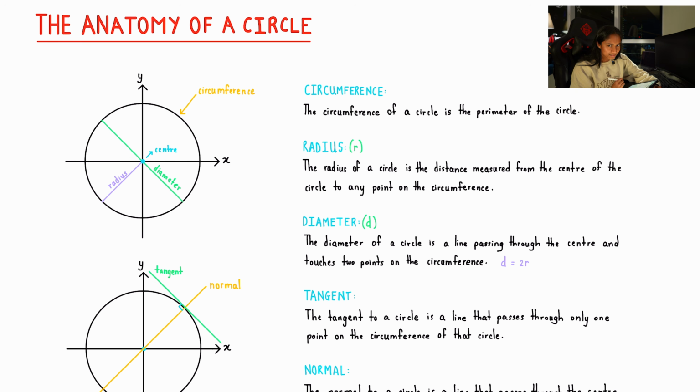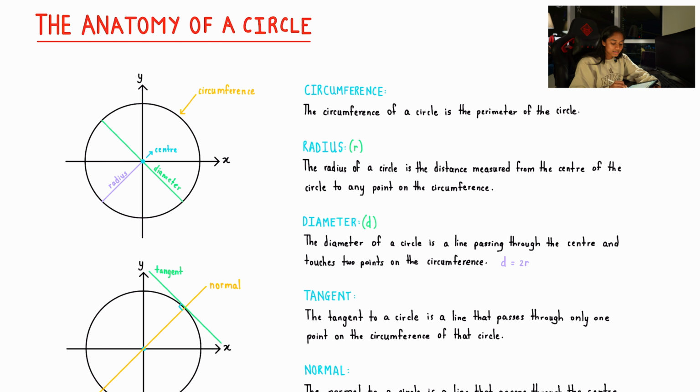Now what if we double that radius? We will find the diameter. So the diameter of a circle is a line passing through the center and it touches 2 points on the circumference. So just a straight line passing through the entire circle, but it passes through the center. So this is not the diameter. However, this is because it passes through the center. Always keep that in mind. So we can realize that D is equal to 2R, where D is the diameter.